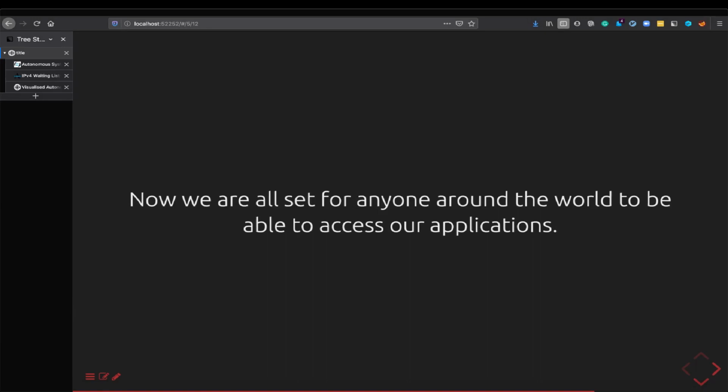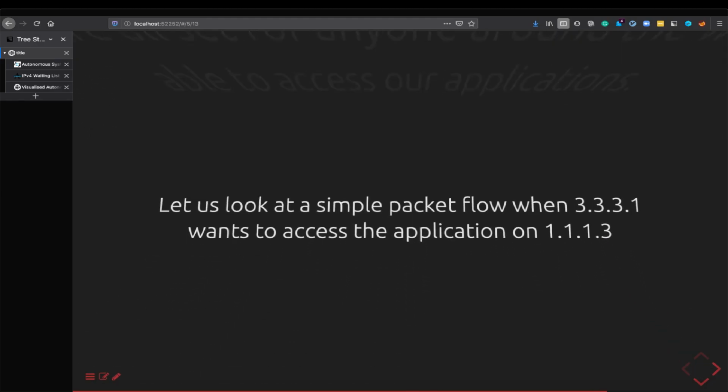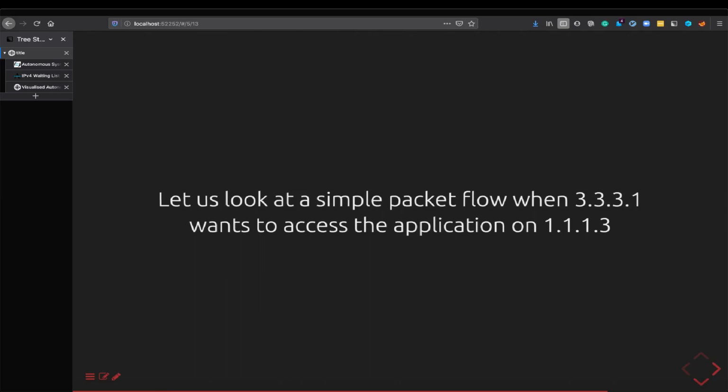So now that we have peered along with the other autonomous systems, we are ready for anyone to actually come and access the four web applications that we have behind these four IPs. So let us look at a simple packet flow.